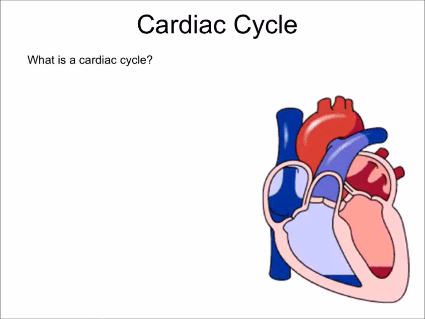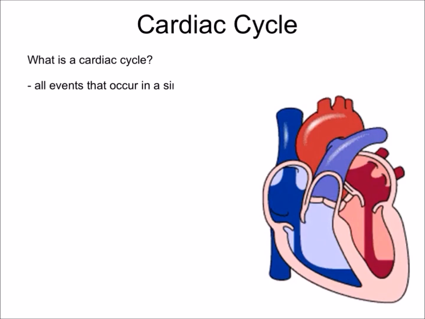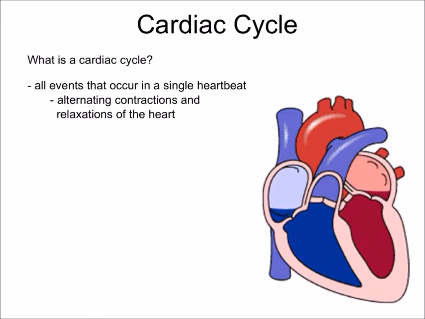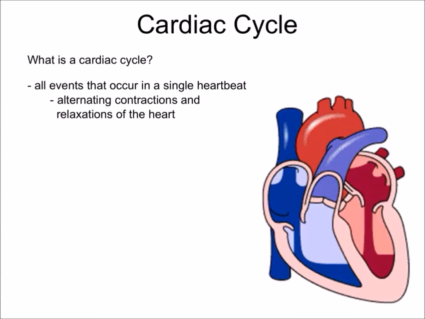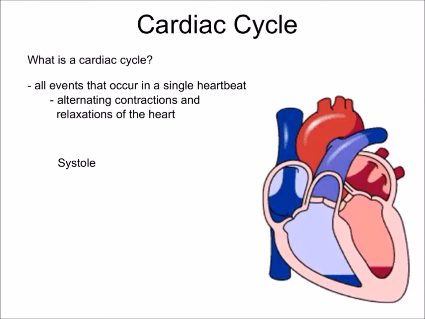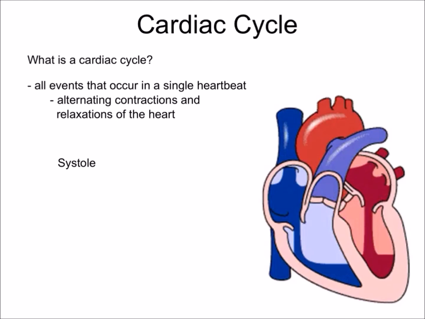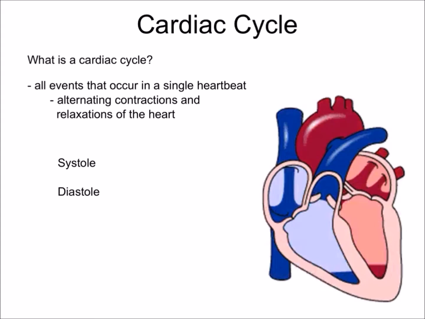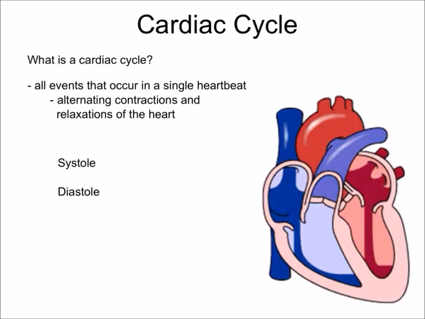Next, we'll discuss the cardiac cycle. The cardiac cycle is all of the events that occur in a single heartbeat, and the events that occur in a single heartbeat are the alternating contractions and relaxations of the heart. Contraction of the myocardium is what we call systole, and during systole, the myocardium of the chambers contracts, causing the chambers to squeeze blood out. Relaxation of the myocardium is what we call diastole, and during diastole, the myocardium of the chambers relaxes, allowing the chambers to fill with blood.